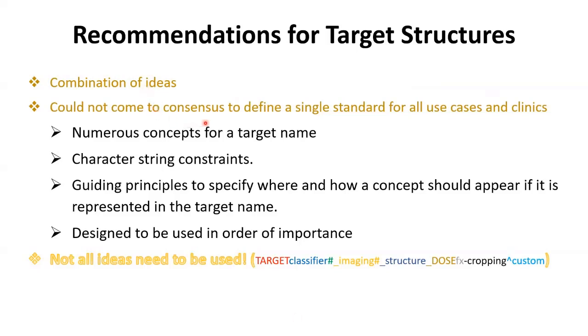The group could not come to a consensus to define a single standard for all cases and clinics. There are numerous concepts for target names, with character length constraints, and a guiding principle to specify where and how a concept should appear if it is presented in the target name, designed to be used in order of importance. Not all ideas need to be used. And you see, these are all the ideas: target, classifier, number, imaging, structure, dose, fractionation, modifier, and custom. In the next few slides, I will explain this in detail, inshallah.